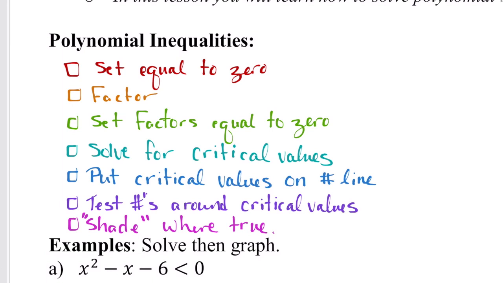And then we put those on a number line, test around those critical values to figure out where it's true for the inequality, so we know where to point our arrows or throw our shade.